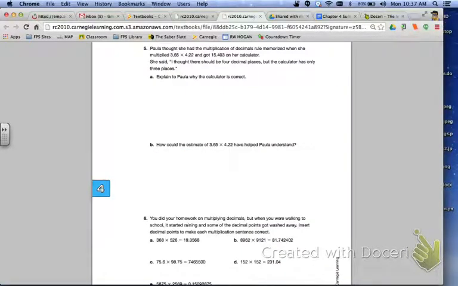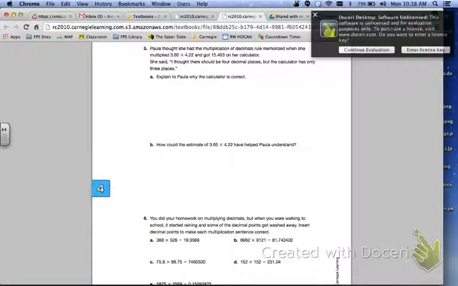Let's finish up today by turning to page 278 and taking a look at number 5. Paula thought she had the multiplication of decimals rule memorized when she multiplied 3.65 times 4.22 and got 15.403 on her calculator. She said, "I thought there should be 4 decimal places, but the calculator only has 3 places."